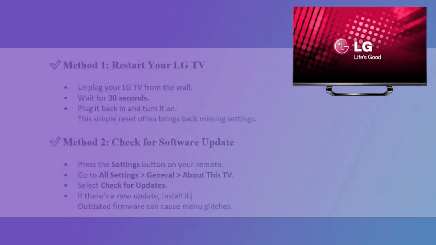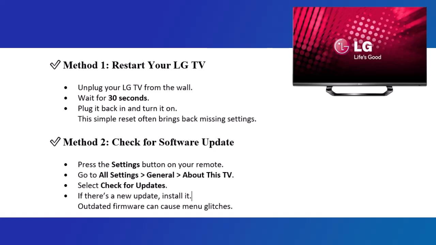In this video, we'll fix the issue where the network settings are not showing on your LG Smart TV. Method 1. Restart your LG TV. Unplug your LG TV from the wall. Wait for 30 seconds. Plug it back in and turn it on. This simple reset often brings back missing settings.